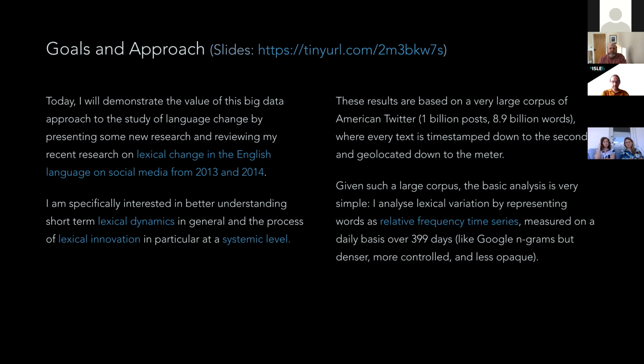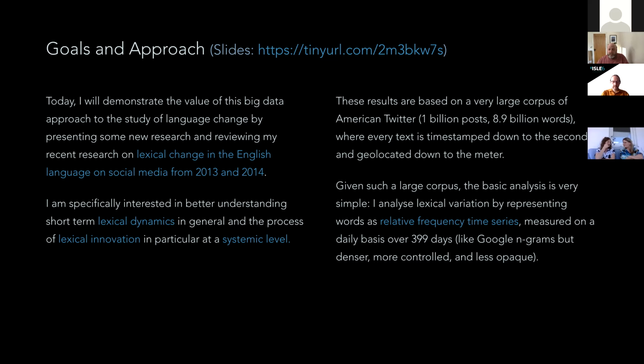So I'm going to start with unpublished research in the first part. What I'm specifically interested in here is understanding short-term lexical dynamics, so how the frequencies of words are changing over time, on a very short term, basically a year on a day-by-day basis. That will be the first part of the talk. And then in the second part, I'm going to zoom in and focus on lexical innovation and look at that on a systemic level, meaning not just individual words, but change within the whole lexicon, or a number of words in the lexicon.